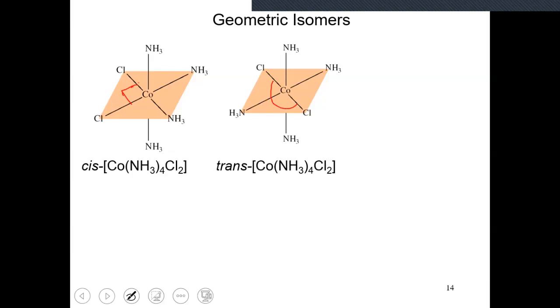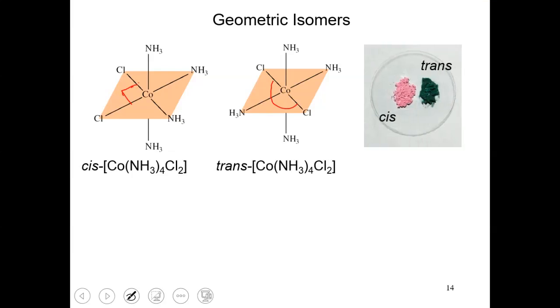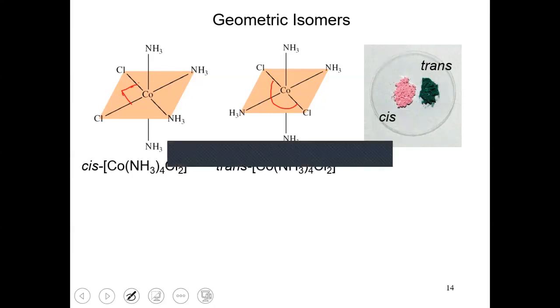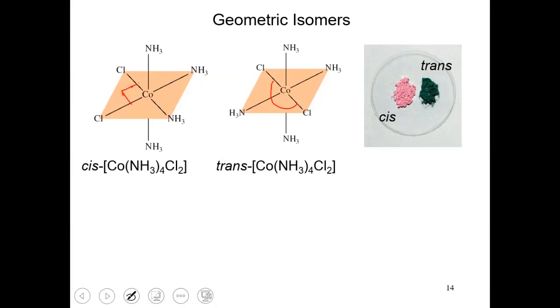You might think that this is not a big deal, but actually, these complex ions form compounds that have different properties. You can see here on the right side that a compound that has the cis isomer has a pink color, and the one that has a trans isomer has a dark green color, although maybe on your side of the screen it doesn't show as well.